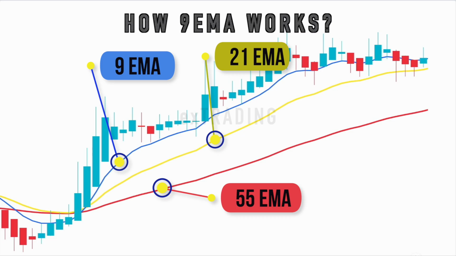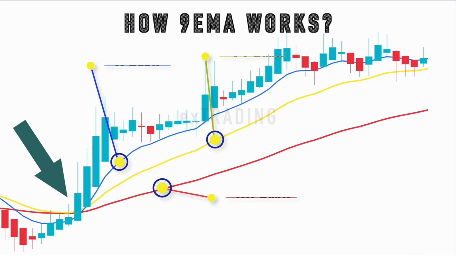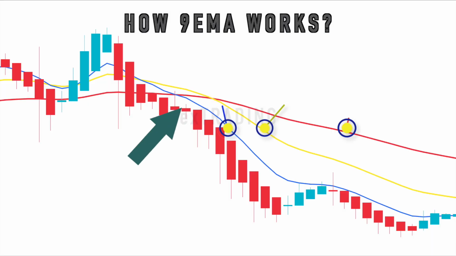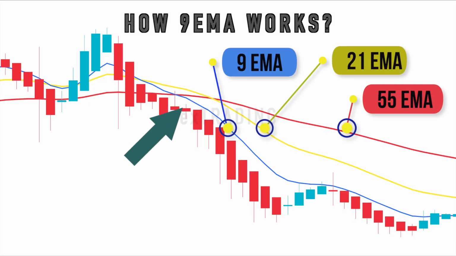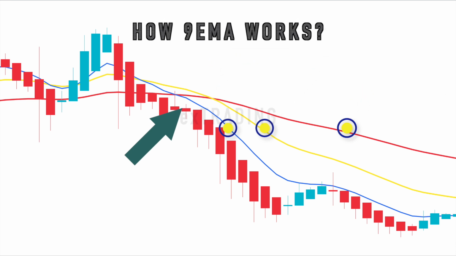The 9-period exponential moving average acts as the shorter-term trend indicator. If the 9 exponential moving average line crosses over the 21 exponential moving average line, but still above the 55 exponential moving average, that means it is an uptrend and a good long or buy opportunity. Meanwhile, if it crosses below 21 exponential moving average and 55 exponential moving average, then it is a downtrend and a good short or sell opportunity.